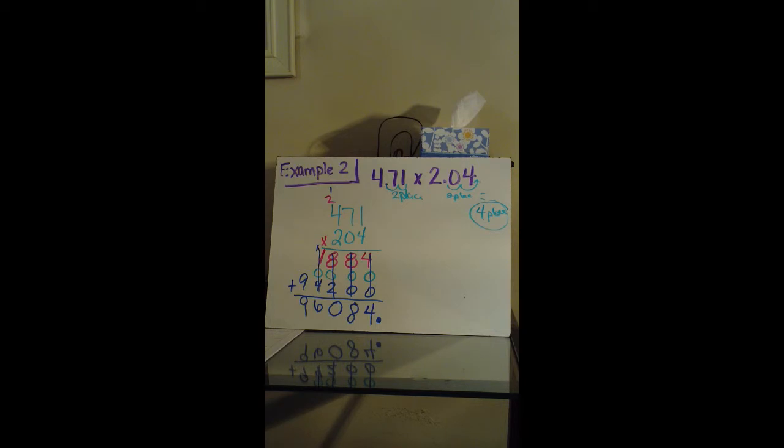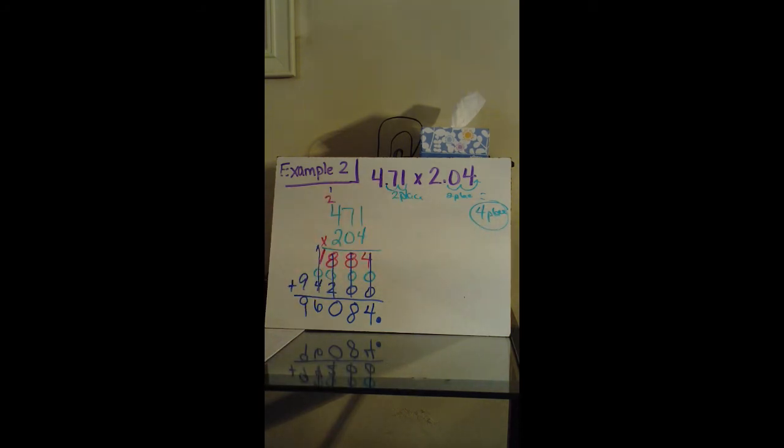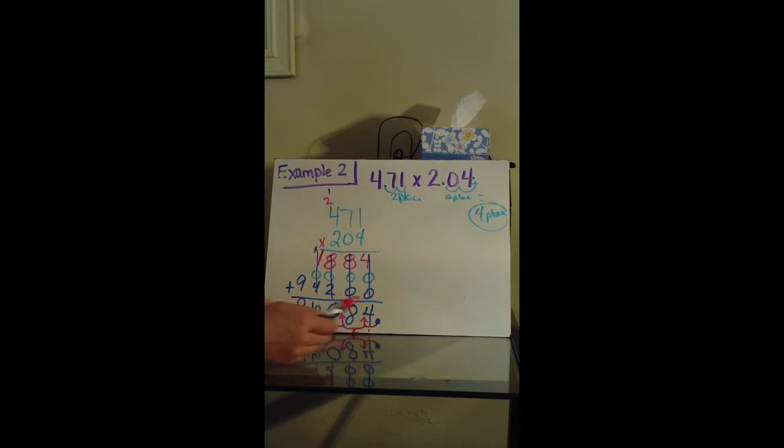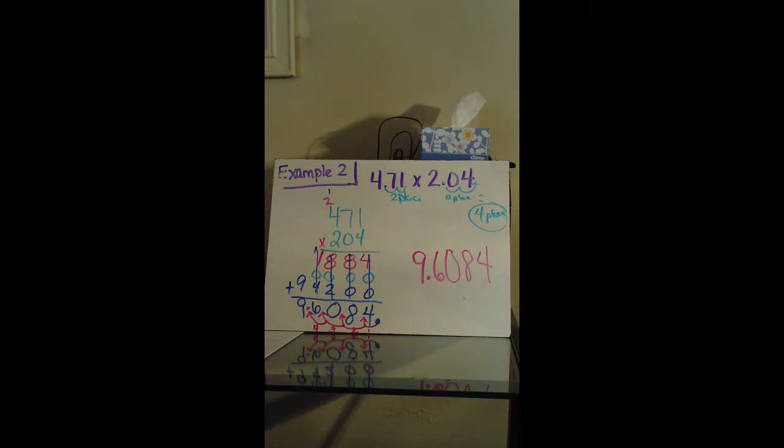So now it's time to move on to step 3, place my decimal. That decimal place is based on how many total times I moved my decimal at step 1. I moved it 4 times. So I need to move this decimal 4 times. 1, 2, 3, and 4. So now my decimal is here. I'm going to rewrite my answer, 9.6084. So 4.71 times 2.04 is equal to 9.6084.